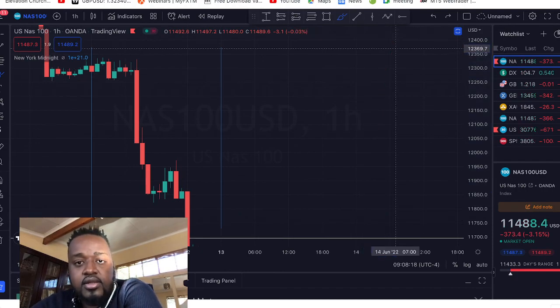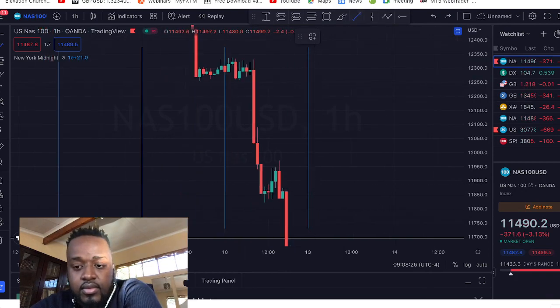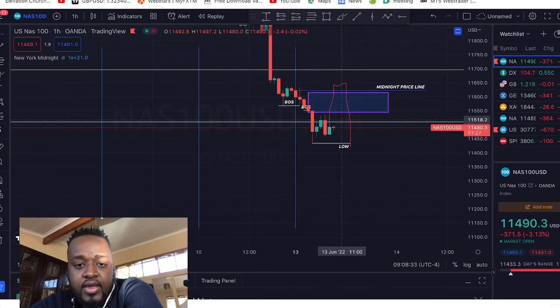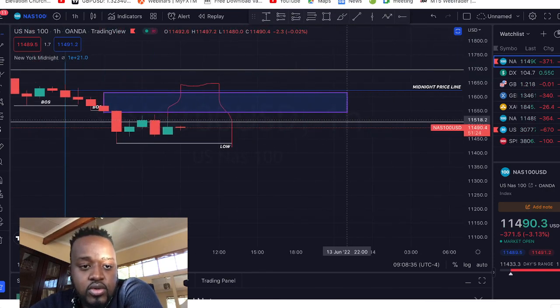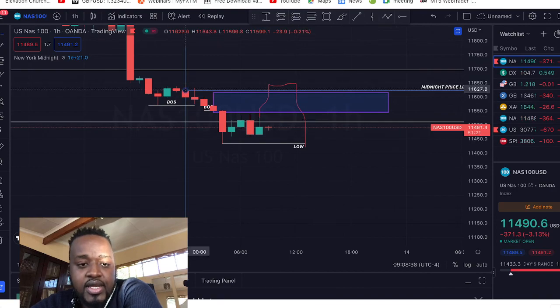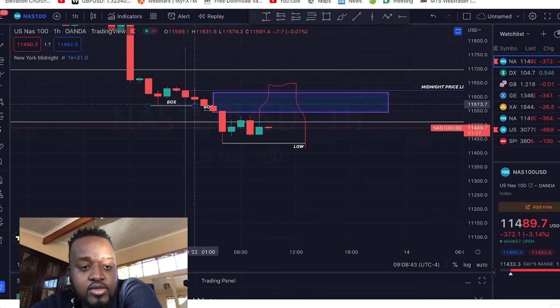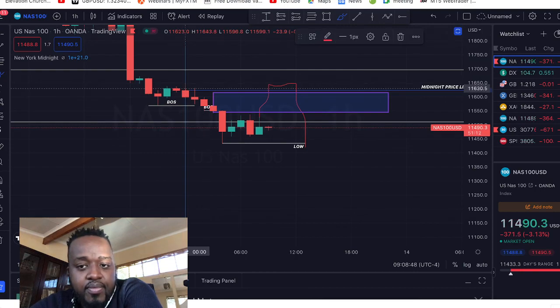If not, I'm expecting price to go back to the opening price of midnight. This is Monday, the 13th of June. So I'm expecting price to at least go back to this. There's the opening price, delineated over here. Opening midnight price, that's that blue line over here. That will be the opening price of New York at midnight.